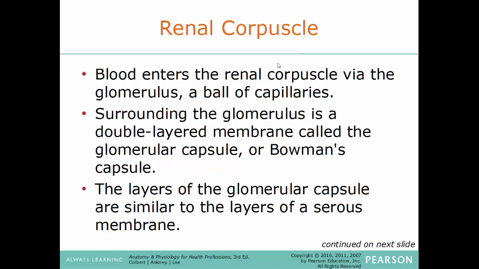Blood will enter the renal corpuscle through the glomerulus, which is really just a tangled mass of very permeable capillaries. Surrounding the glomerulus is the glomerular capsule, or Bowman's capsule, and its function is to basically catch whatever gets filtered by the glomerulus. The layers of the Bowman's capsule are similar to the layers of a serous membrane.